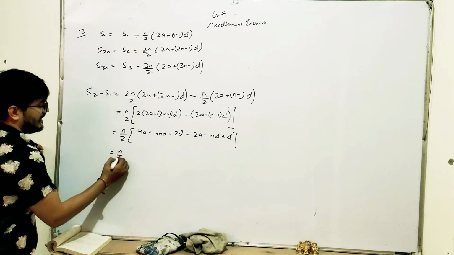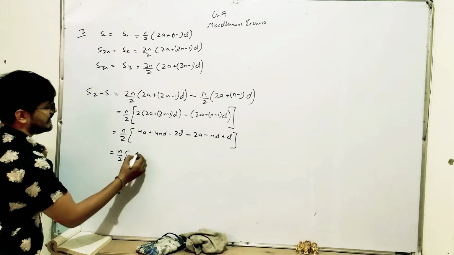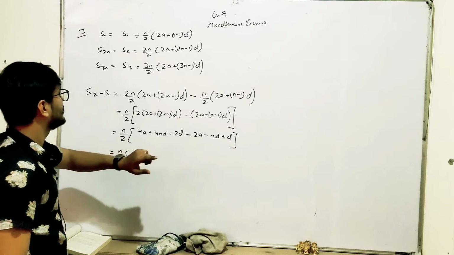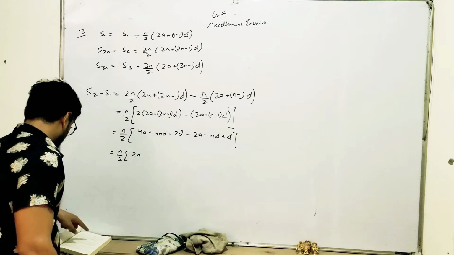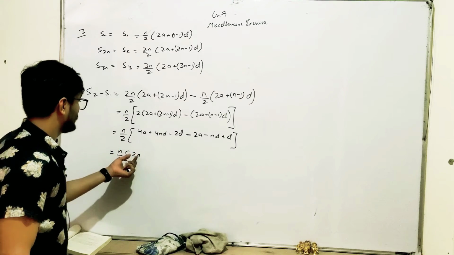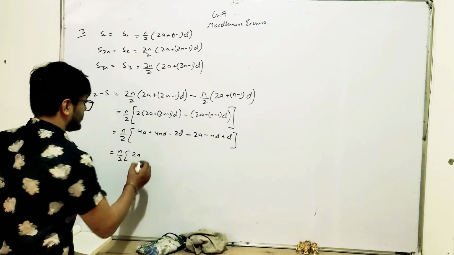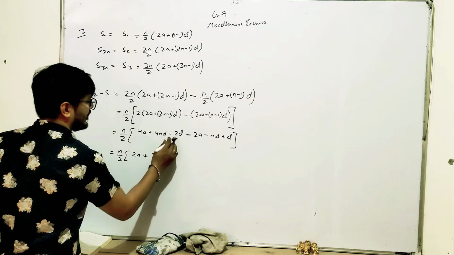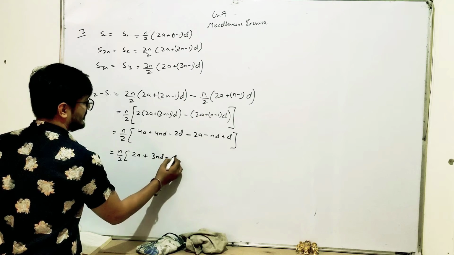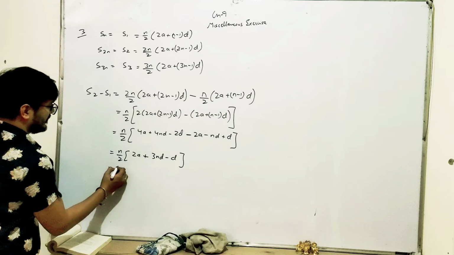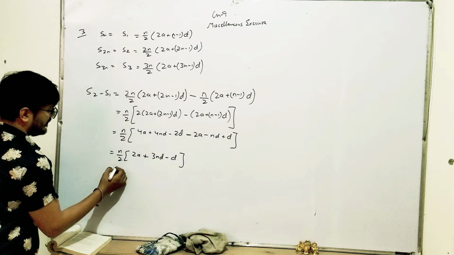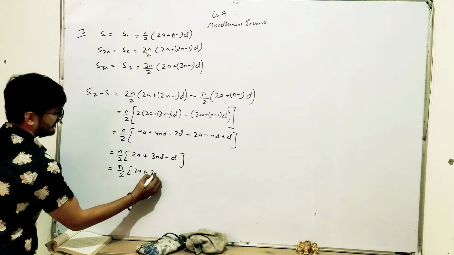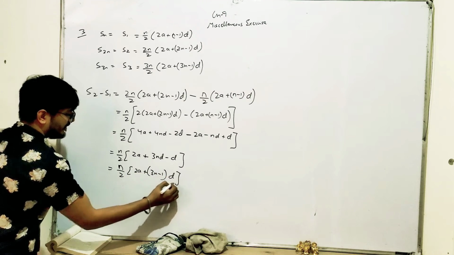So n by 2, 4a minus 2a is 2a, right? So S2 minus S1, correct. 4a minus 2a is 2a, plus 4nd minus nd is 3nd, minus 2d plus d is minus d, right? So taking d common, n upon 2, (2a + (3n − 1)d), right?